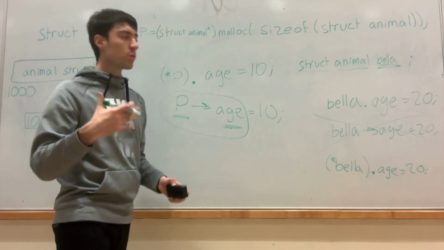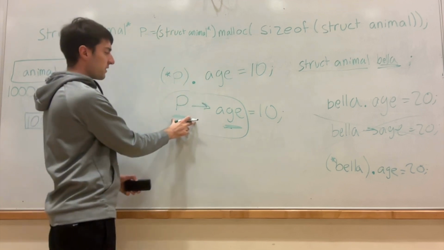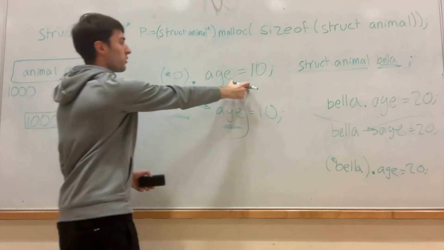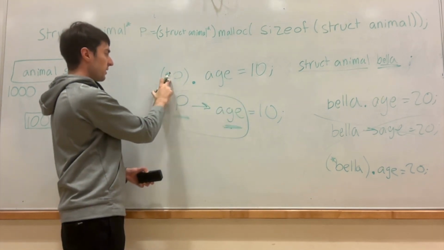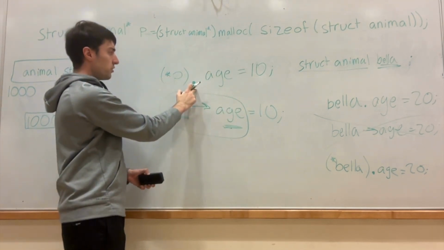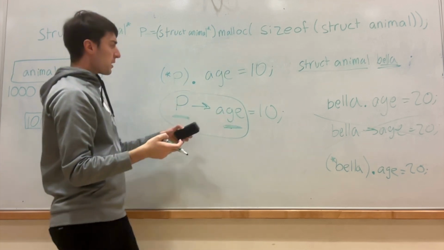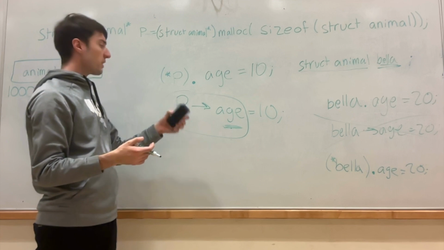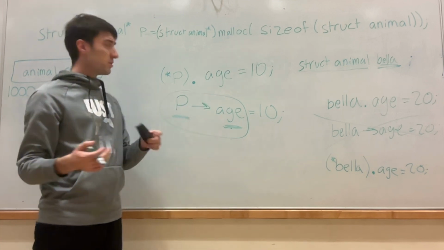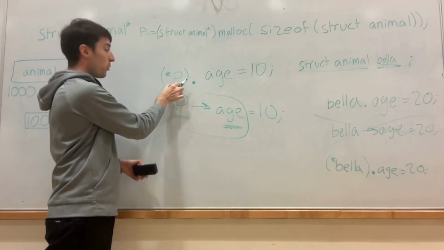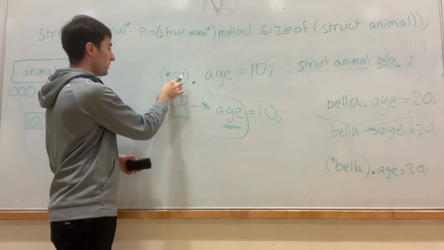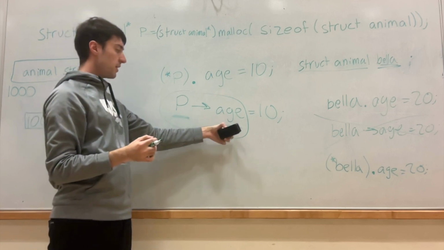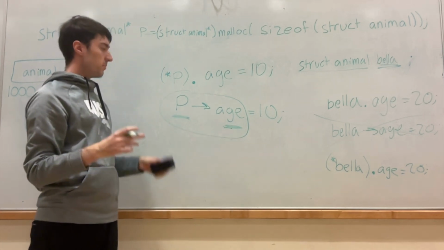But that's how you're going to learn: instead of writing this, write this, and then in the comments right next to it, write out the full thing. Write out this dereference operator, dot age, right? Do that a few times, and pretty soon you'll start to recognize, okay, I understand what the arrow is doing. It's just taking this pointer value, dereferencing it, and then accessing this member variable.